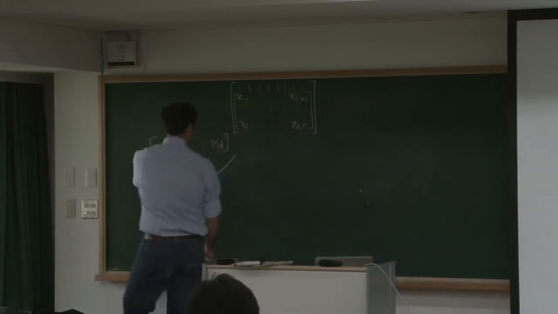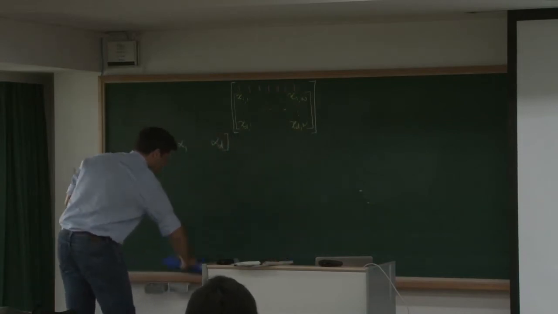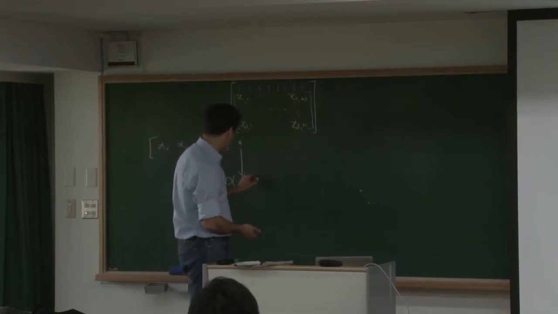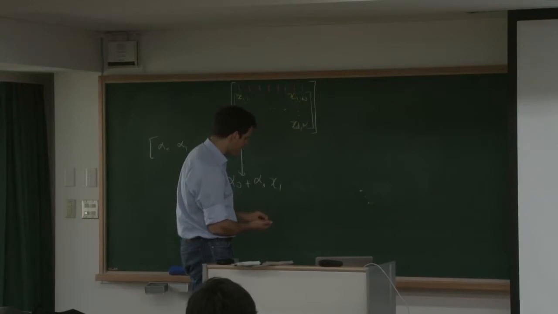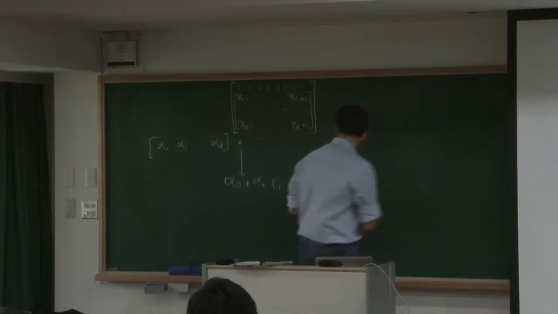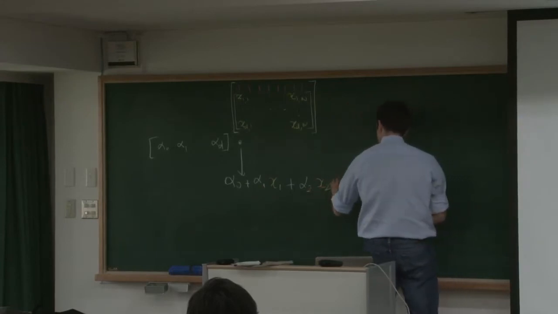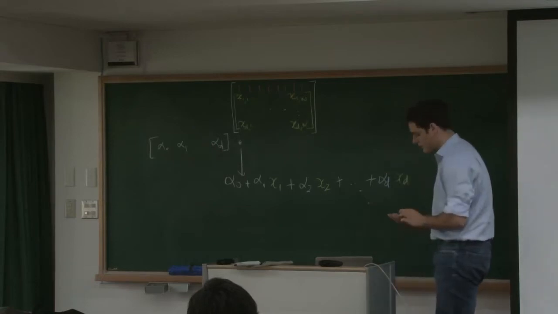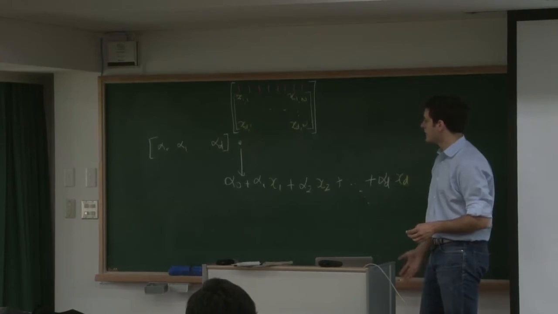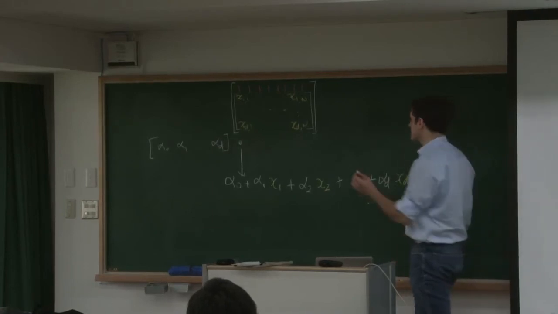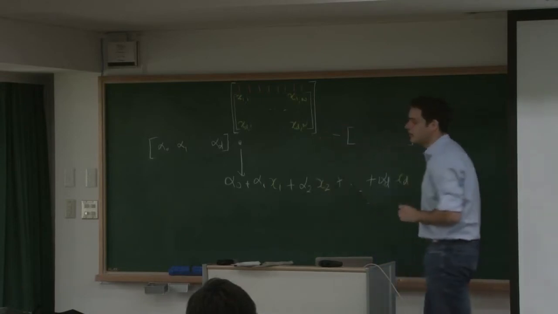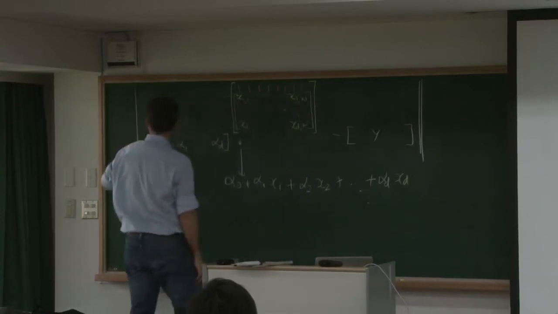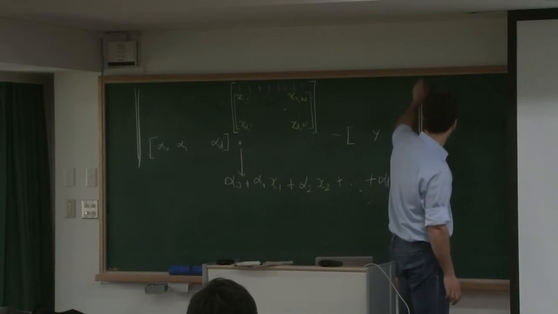So now for this matrix product, the first value here is simply alpha 0 plus alpha 1 times x1 plus alpha 2 times x2 plus etc., alpha d times xd. So this value is exactly my prediction. What is the value of the loss of the least squares criterion? Well, it's just this minus the actual vector y, and then I just take its Euclidean norm.